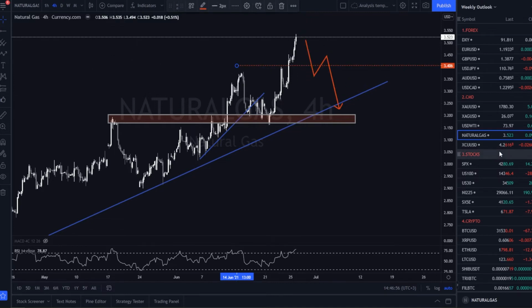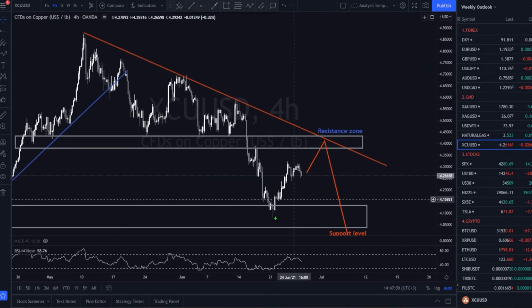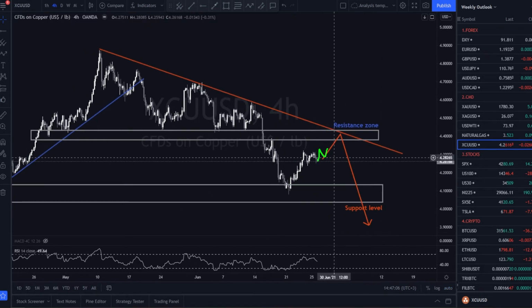Let's head over to copper. Last week, we correctly anticipated copper to start a correction that will push the price towards the resistance level. In the coming days, we are expecting the pullback to end around the confluence between the trend line and the resistance area, before dropping towards a new low.